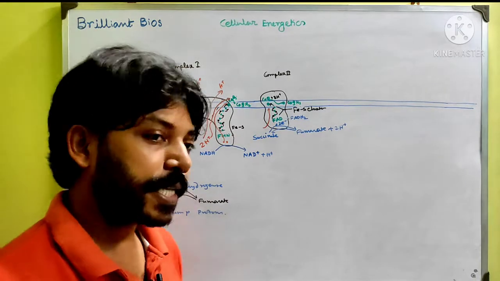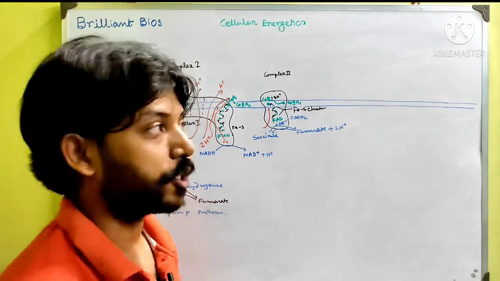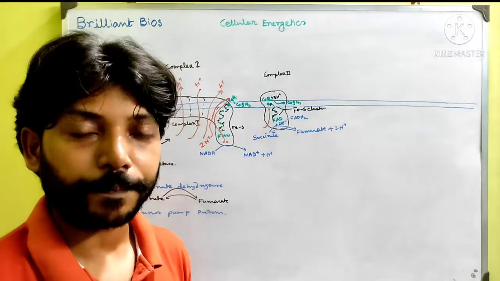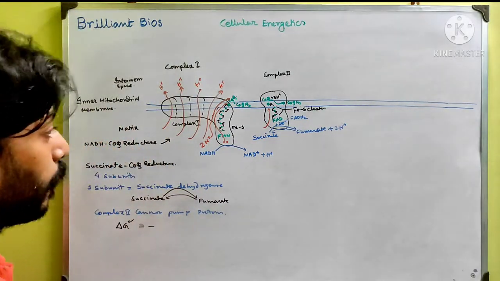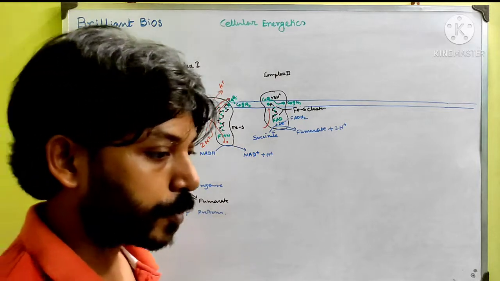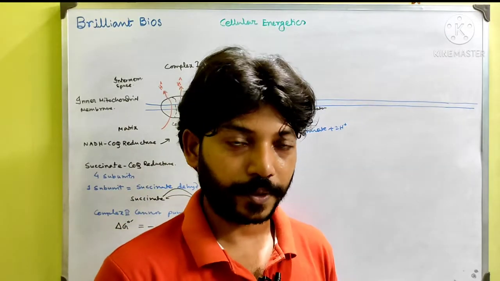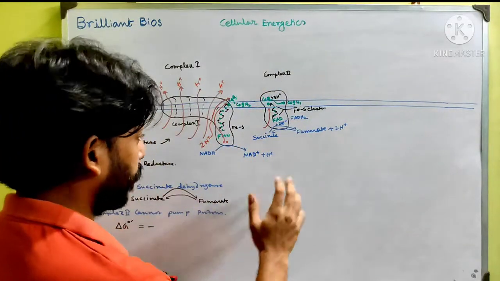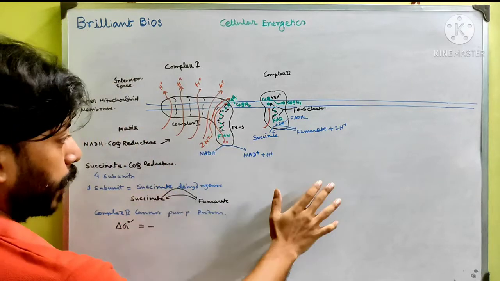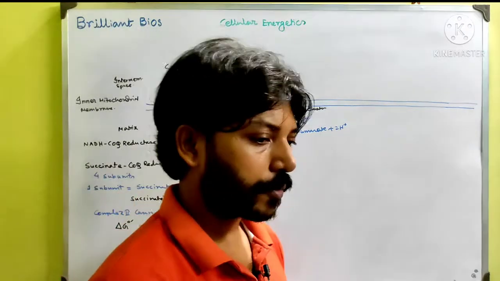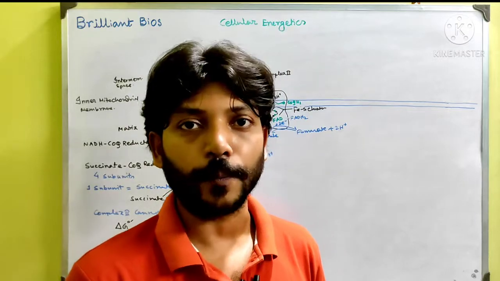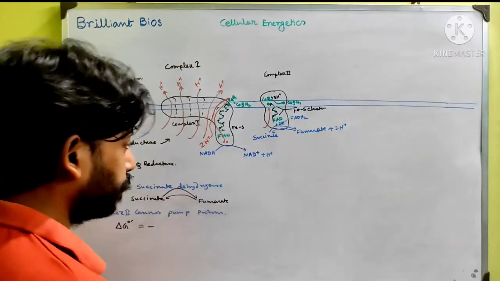But the energy that is released is insufficient for this high proton pumping. Okay, now I will talk about another protein set that remains present in the matrix region of the mitochondria and functions very similar to complex 2. How it occurs, I will tell you.